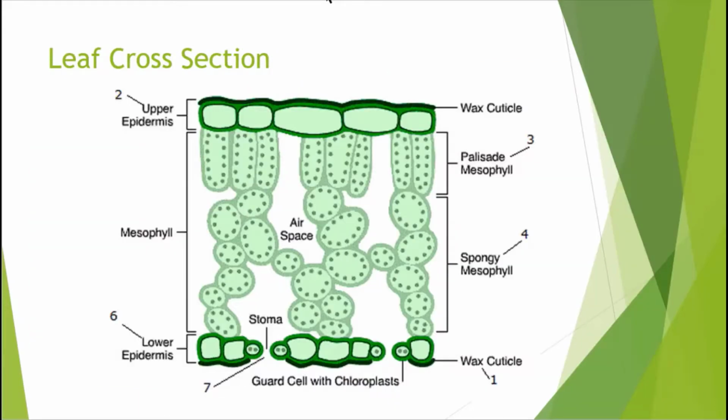Let's take a closer look at a leaf. This is a cross-section through a leaf. The bottom of the leaf is down here. The top of the leaf is here. Sunlight hits the upper surface of this leaf at the upper epidermis and penetrates into the interior of the leaf. Inside the leaf, between the upper and lower epidermis, lies the mesophyll. This word means middle leaf.